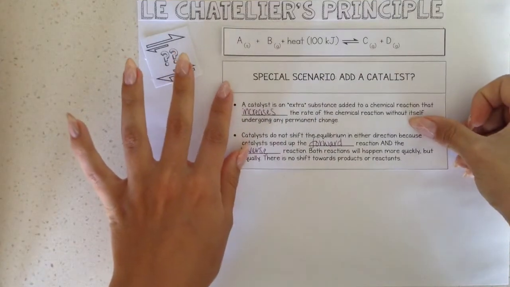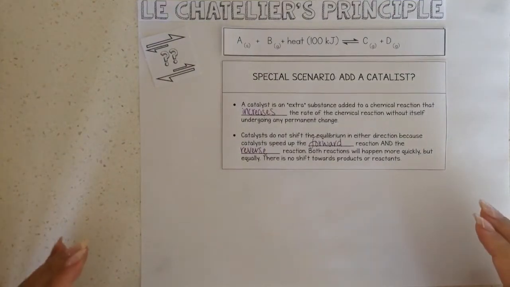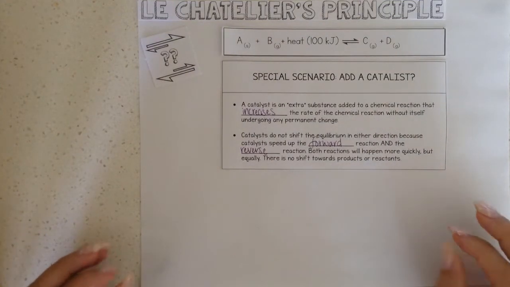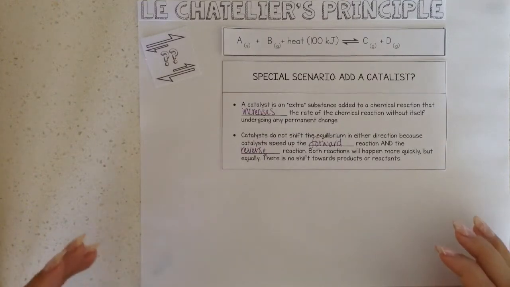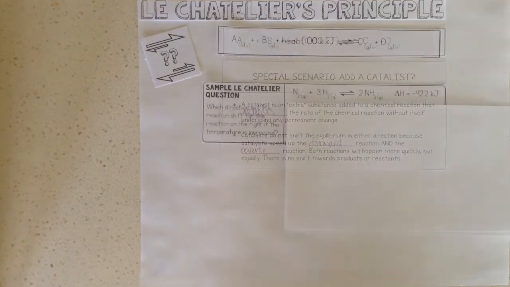So what happens when you add a catalyst? Well, a catalyst normally speeds up a chemical reaction, but what it actually does is it increases the rate of both the forward and the reverse reactions. So it doesn't favor one side or the other. A catalyst is an extra substance that you add to a chemical reaction that increases the rate of a chemical reaction without undergoing any permanent change. So platinum catalysts, even though they're very expensive, are used because you can recover all of your platinum at the end of the reaction.